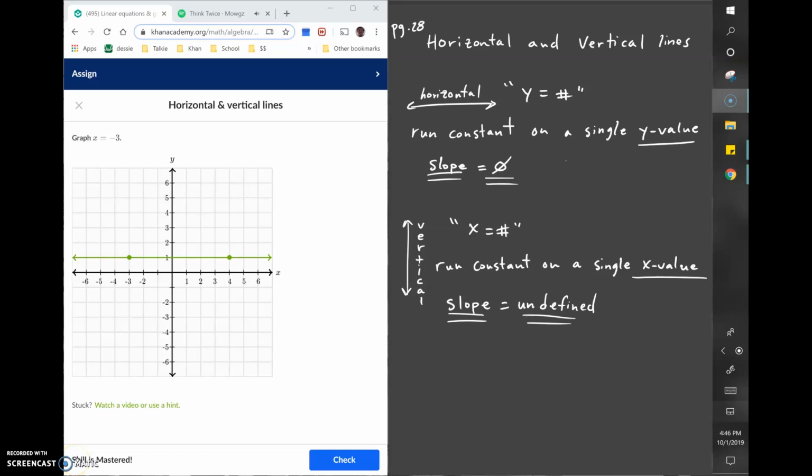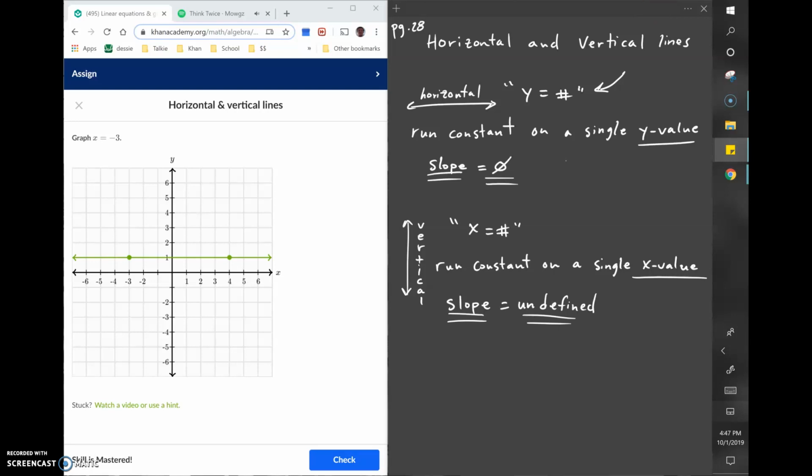Okay, today's video is going to cover graphing horizontal and vertical lines. A couple things to note. All horizontal lines begin with y equals, and they equal some constant number, and that constant number is the y value that the line is running along. All vertical lines begin with x equals, some constant number, and that number is the x value that the vertical line is running along.